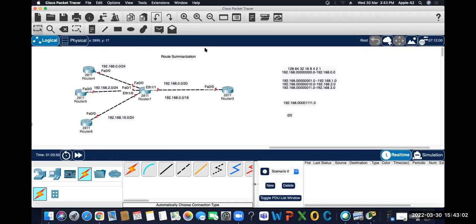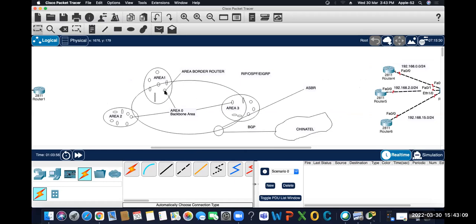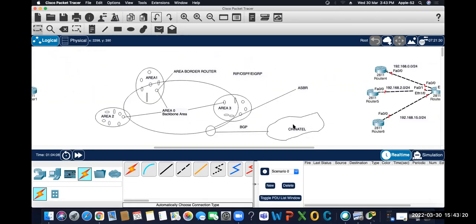So this is known as route summarization. This is the work done by ABR as well as ASBR. Another term here is designated router. Now, what is the meaning of DR or BDR? DR is the designated router, and BDR is the backup designated router.